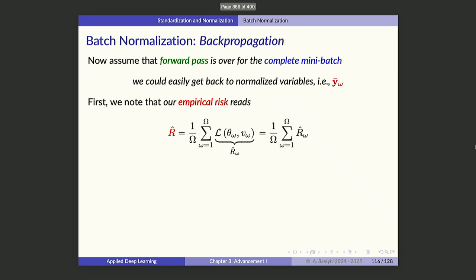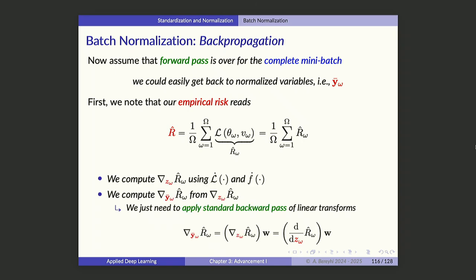So now I'm going to write it down in this form. When I say R hat omega, I mean the sample loss for one single sample, right? But you do know that this is also depending on the others as well, and this is the whole complication. Now, how can we do this? Well, if we want to do the backpropagation, the first part is quite simple, right?